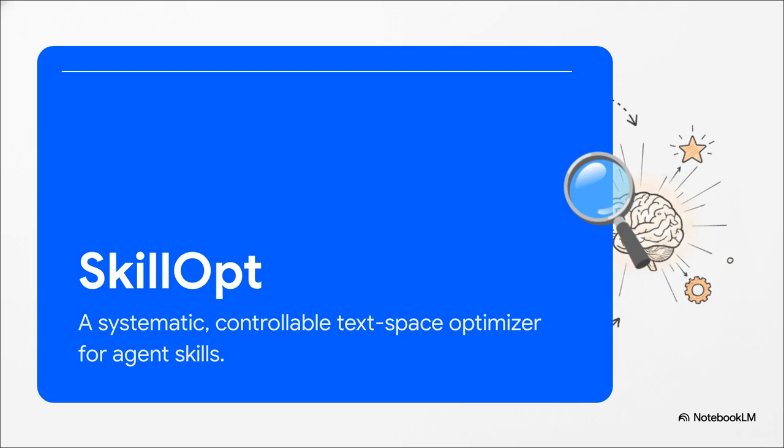SkillOpt is such an elegant solution. Think of it as a separate optimizer model that sits completely outside of your main AI agent. It watches how the agent performs on a task, and instead of just wildly rewriting the whole prompt from scratch, it proposes strict, bounded edits. We're talking specific add, delete, or replace commands on a single natural language skill document.